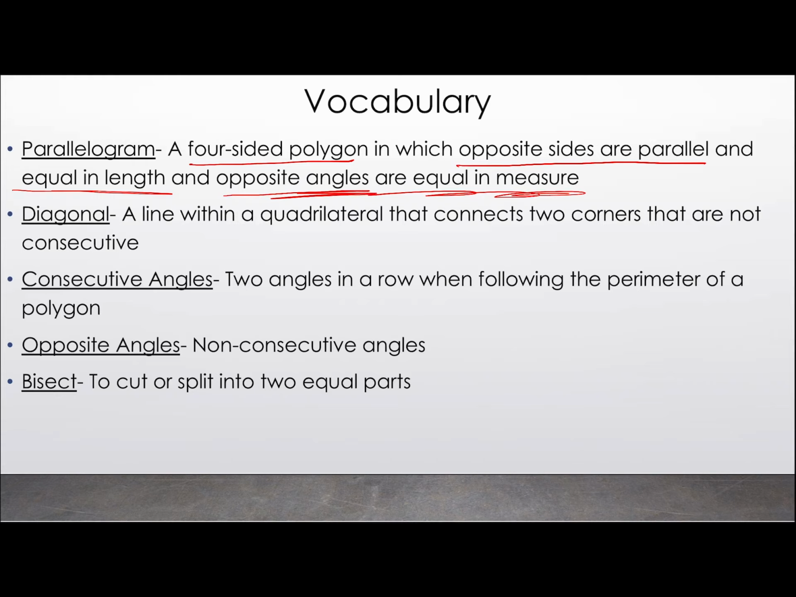A diagonal is a line within a quadrilateral that connects two corners that are not consecutive. Consecutive angles are two angles in a row when following the perimeter of a polygon. So the key here is in a row. Opposite angles are non-consecutive angles, so they're going to be across from each other. Bisect means to cut or split into two equal parts.